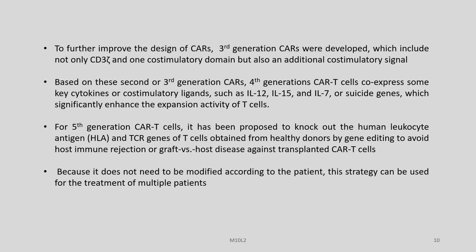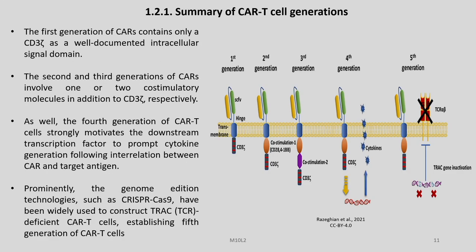Based on these second or third generation CARs, fourth generation CAR T cells co-express some key cytokines or co-stimulatory ligands such as IL-12, 15 and 7 or suicide genes, which significantly enhance the expansion activity of T cells. The fifth generation CAR T cells has been proposed to knock out the human leukocyte antigen and TCR genes of T cells obtained from healthy donors by gene editing to avoid host immune rejection and graft versus host disease against transplanted CAR T cells. As it does not need to be modified according to the patient, this strategy can be used for the treatment of multiple patients.